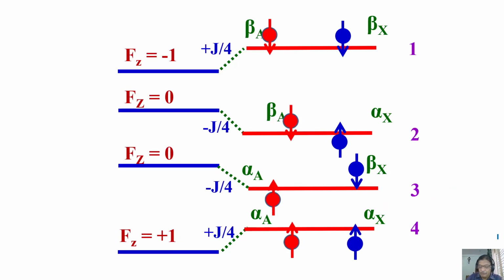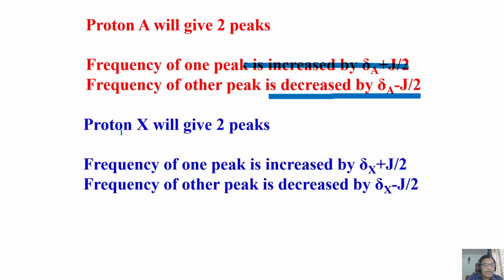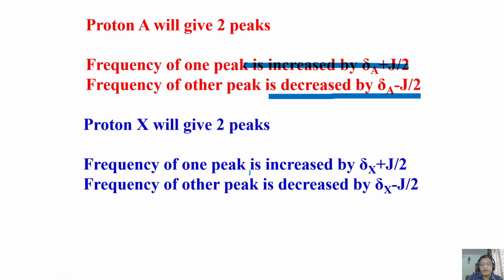So now 1, 2 and 3, 4, there are four transitions observed. What did you understand? Proton A will give two peaks. The frequency of one of them is increased by J by 2 and the frequency of the other is decreased by J by 2. Now go to the next one. Proton X also gives two peaks. In this case, the frequency of one of them is increased by J by 2, the other is decreased by J by 2. Please do not get confused.